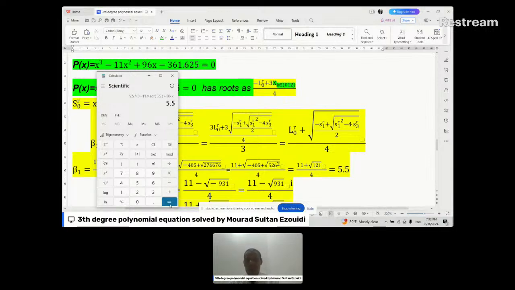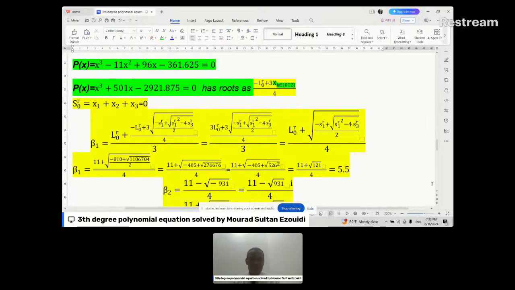This one is equal to 361.625. I mean, the left hand side is equal to this. I'm going to subtract 361.625. This one is equal to 0. Means this is 0, not 0.001. If you are going to use the Cardan method or the Newton method or the approximation method, you will get some roots which are near, in fact, but not the exact root.